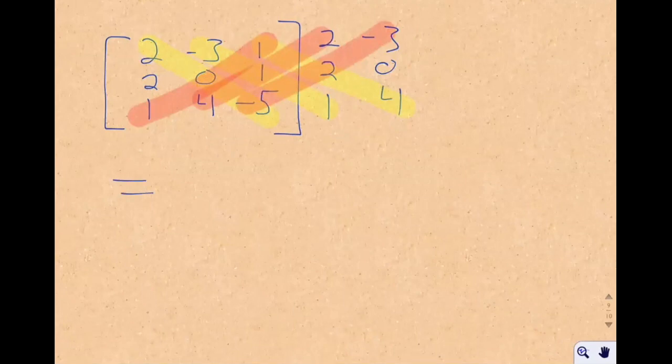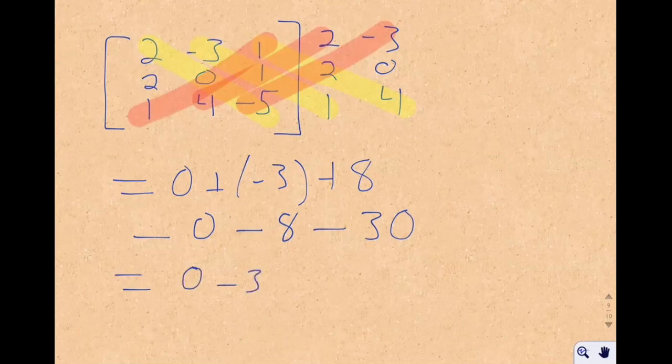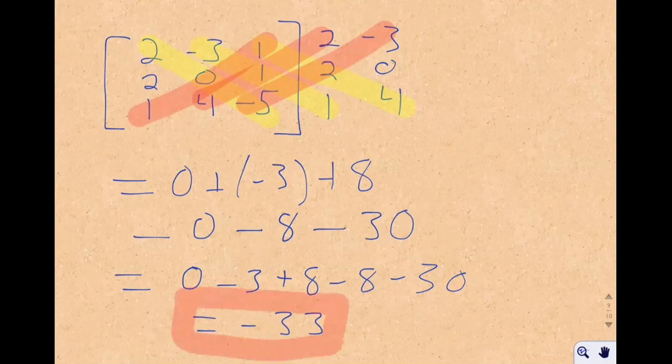So our first product, 2 times 0 times negative 5 is 0, plus negative 3 times 1 times 1, which is negative 3, plus 1 times 2 times 4, which is plus 8. And then we need to subtract along the other diagonal, 1 times 0 times 1 being a 0, minus 4 times 1 times 2 is a minus 8, and a minus 5 times 2 times negative 3 for a minus 30, which is going to equal 0, minus 3 plus 8, minus 8, minus 30, for a total of negative 33, which is exactly what we found using cofactor or Laplace expansion.